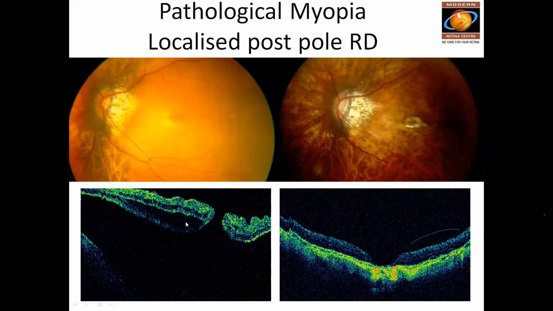And OCT when done on this patient, as seen here, shows a macular hole and accumulation of fluid under the sensory retina, which is the foveal detachment, which has happened in a very high myope. And actually, this is post-operative surgery. And that's how the posterior tessellation should be seen.